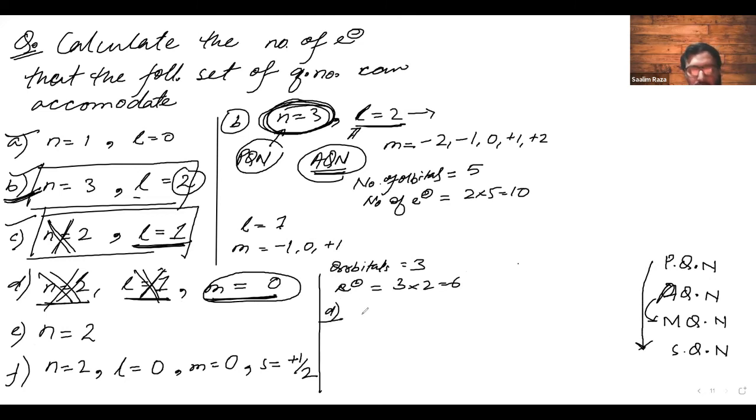D. For m is equal to 0, number of orbitals is equal to the number of values of m. Now Rania, tell me, the number of values of m is equal to how much? How many m are there in D? In this question, Rania, please tell me. Write in chat.